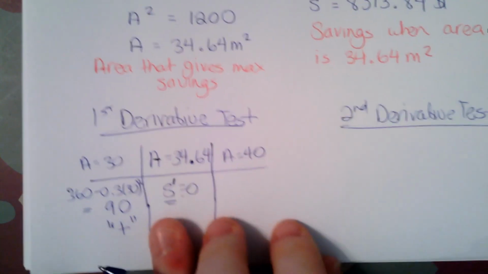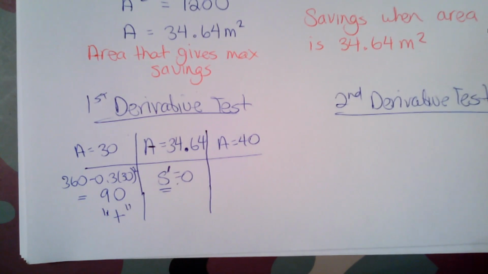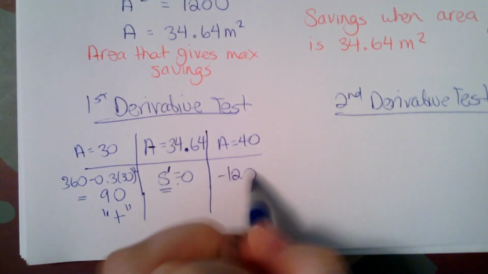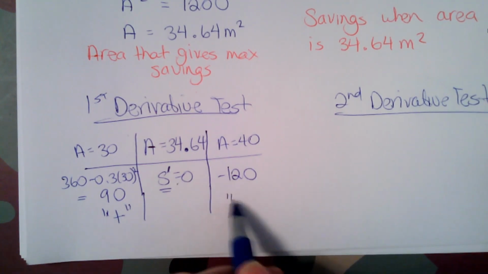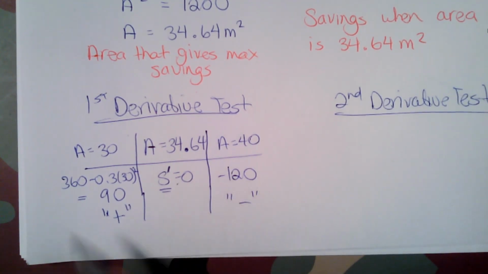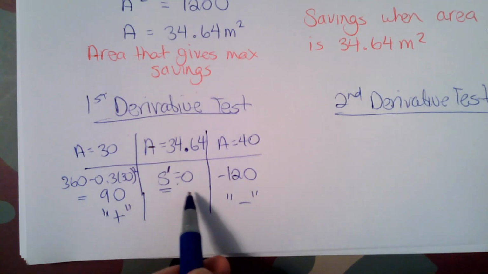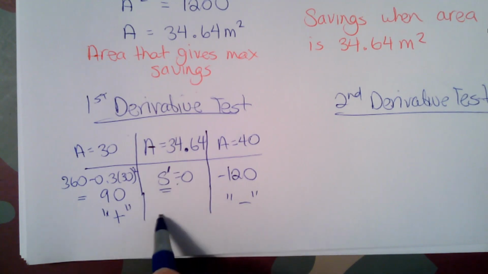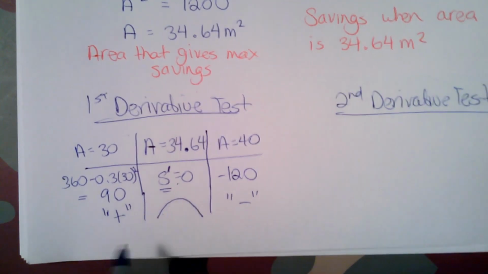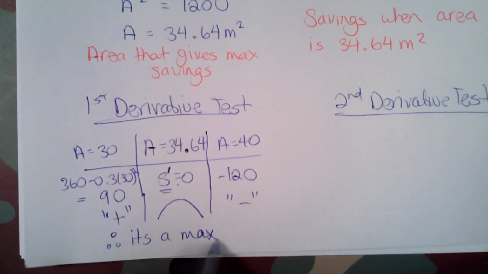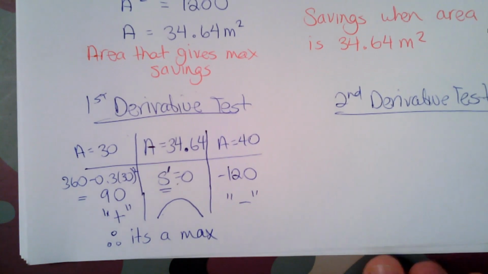What happens when I sub in 40? I get minus 120. Negative. Well, what kind of curve has a positive slope, then 0 as its slope, and then negative slope? Well, that would be the frown. So therefore, it's a max. So it is a maximum, which is what I wanted.